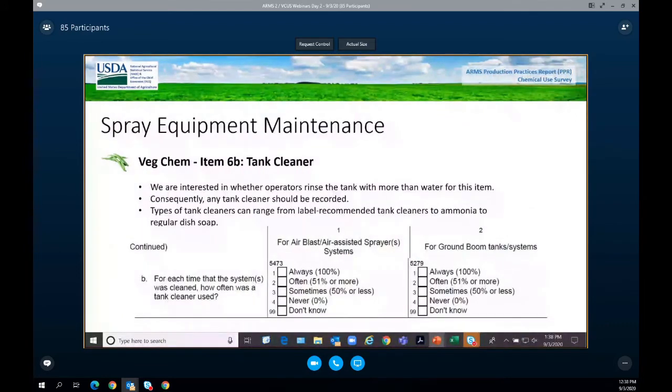And then for each time you're cleaning, how often was a tank cleaner used? And this could be as simple as soap or ammonia. There's lots of tank cleaners that are sold specifically for that purpose, but regular old Dawn dish soap is pretty commonly used too, and that definitely counts as a cleaner.